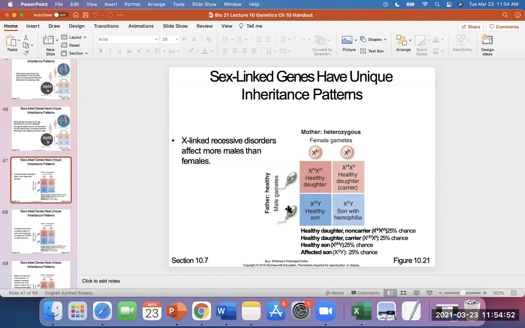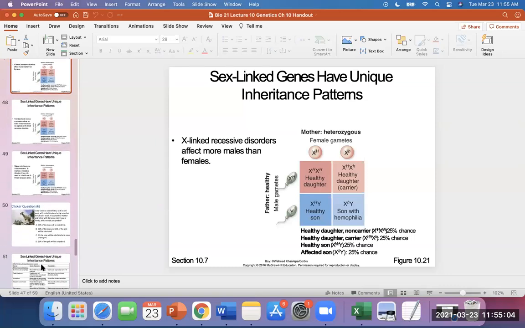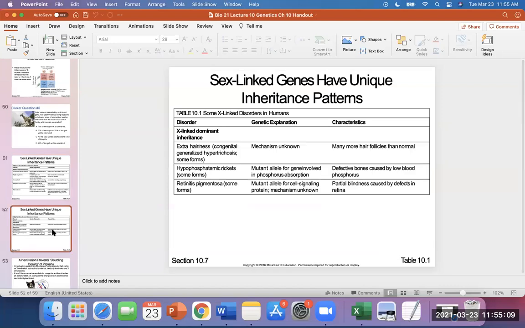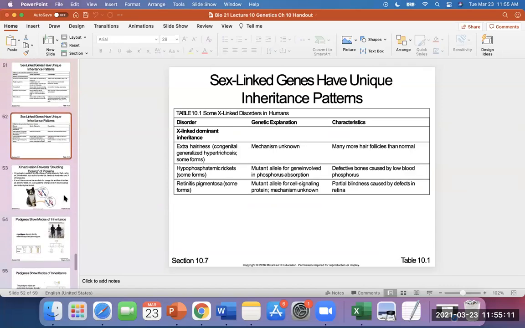Another thing is if I say, tell me the percentage of the sons that are healthy, you only look at the sons. If I say daughters, you only look at the daughters. If I say all offspring, then you look at the whole box. So try to pay attention and read the question multiple times. You don't have to memorize the charts, but these are the most common ones.